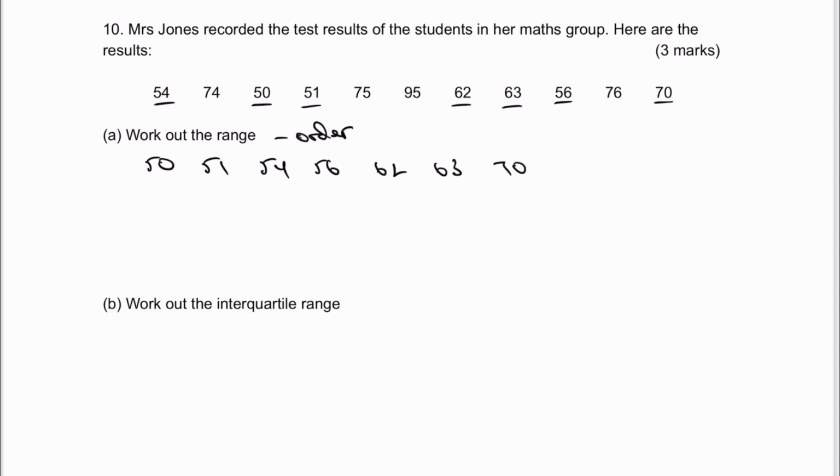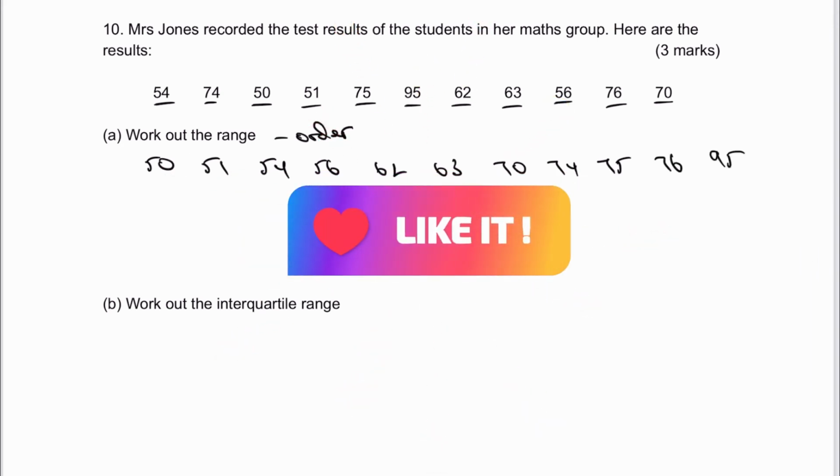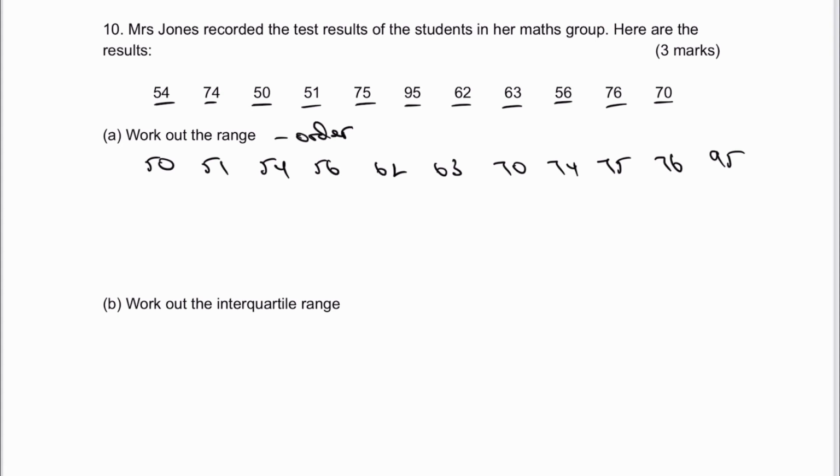I'm also aware that there are actually 11 numbers. So therefore I would count them out right at the very end to make sure that I've got the same amount of numbers available to me. Okay, so that's going to be 76, then the final one is 95. So the range is basically the largest number take away the smallest number, so that's going to be 95 minus 50, which is going to equal 45. So fairly straightforward once you get those in order.